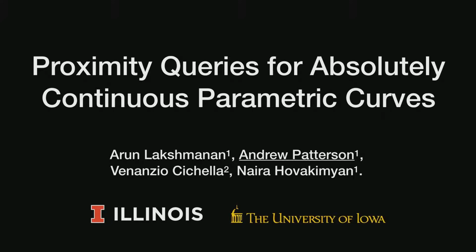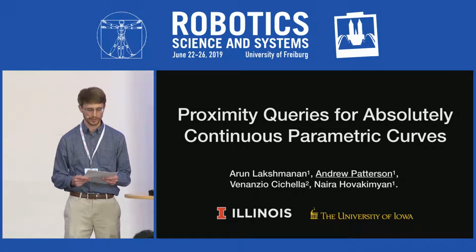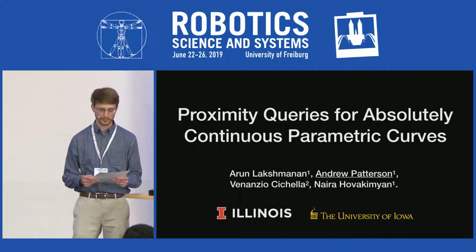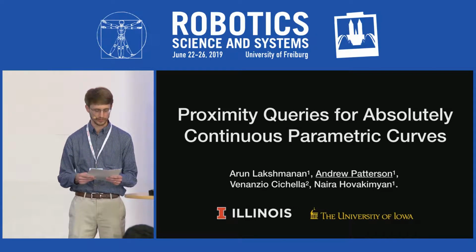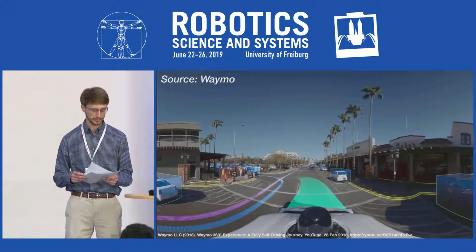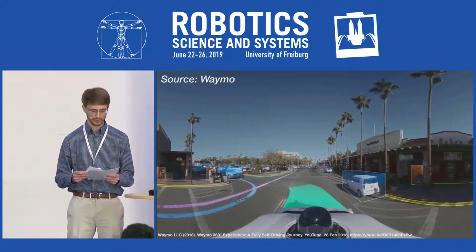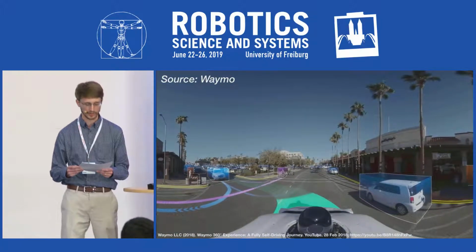Hello, I am Andrew Patterson from the University of Illinois at Urbana-Champaign, and today I will be talking about proximity queries for absolutely continuous parametric curves. In motion planning problems for autonomous robots, such as self-driving cars, the robot must ensure that its planned trajectory is not in close proximity to obstacles in the environment.